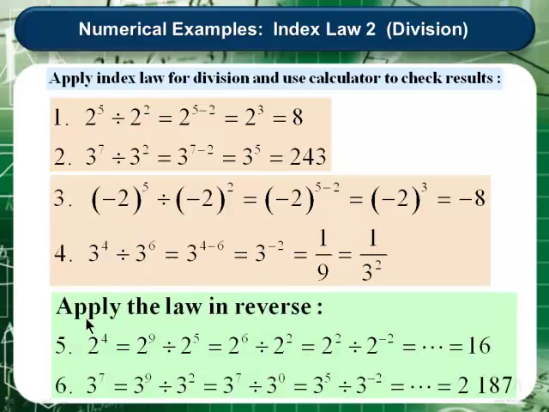Of course, the law can also be applied in a reverse direction. If we have an answer of 2 to the power 4, then this can be the result of division of 2 to the power 9 by 2 to the power 5, or 2 to the power 6 by 2 to the power 2, or 2 to the power 2 divided by 2 to the power minus 2. And in the same way, you can check the 3 examples as mentioned here for 3 to the power 7.